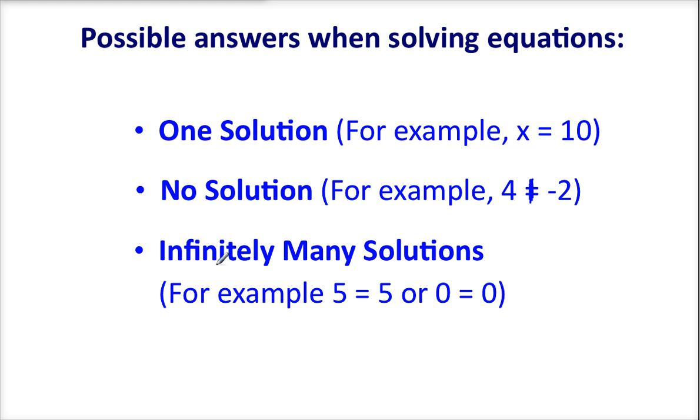And finally, the last possible answer is there might be infinitely many solutions. There could be a plethora of numbers that you could plug in for x that would make the equation true. And as you're solving the equation, as you get to the end, you'll wind up with an answer that looks something like this. Maybe you'll get 5 equals 5, or you'll get 0 equals 0. Both of these statements are true, but they don't tell me anything about what x equals. So when I get a true statement like this that doesn't involve an x in it, it tells me that my equation has infinitely many solutions.